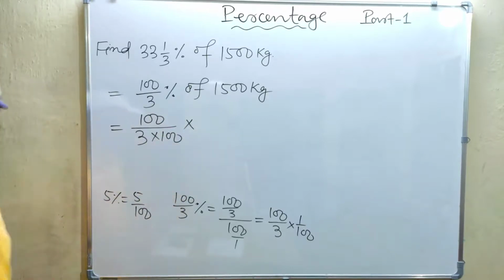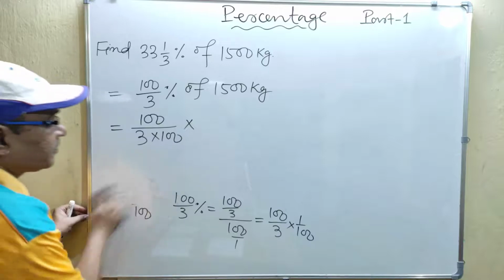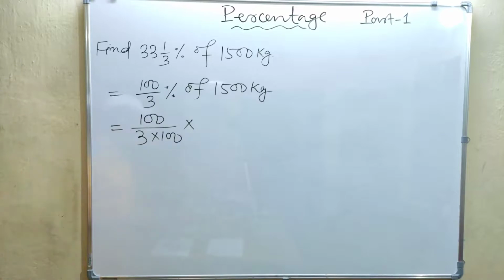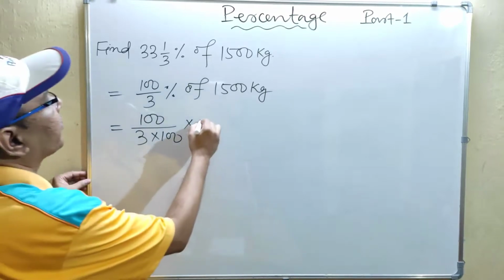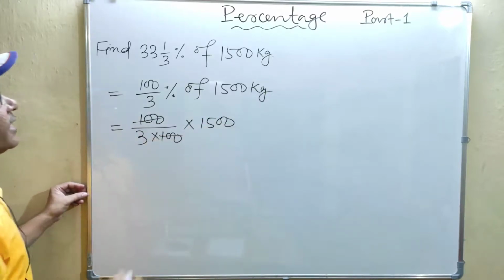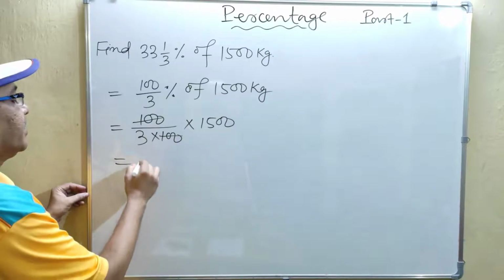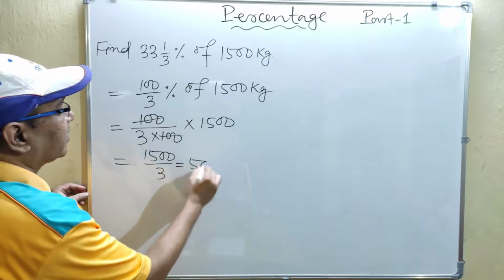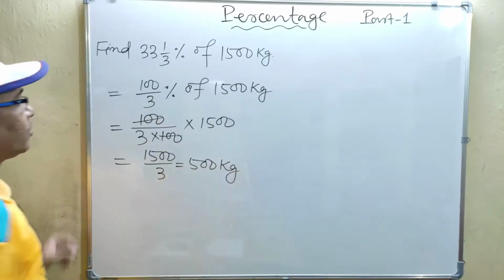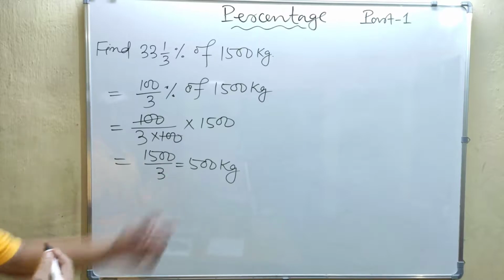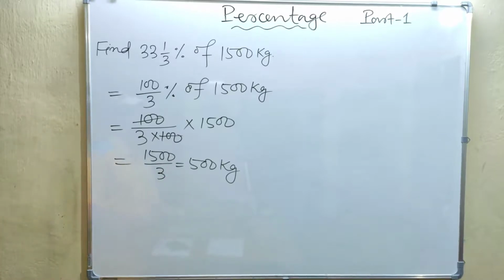Of will be converted into multiplication. Of means you write multiplication, this many times 1500. Now let us simplify. 100 cancel. 1500 by 3, it is 1500 by 3. So simply it is 500 kg. So 33 1 by 3% of 1500 kilogram is 500 kilogram. Okay.